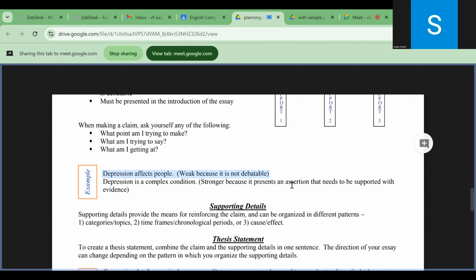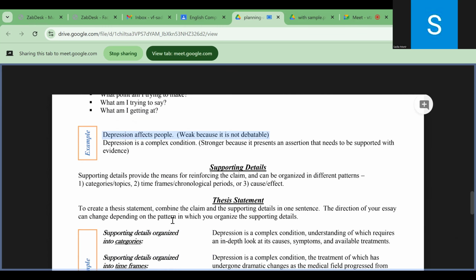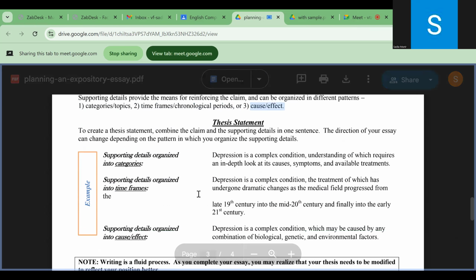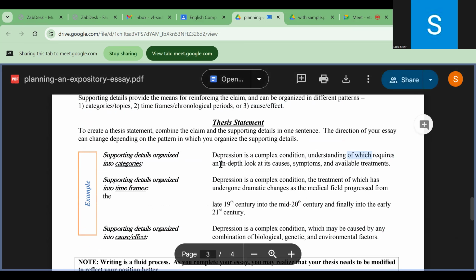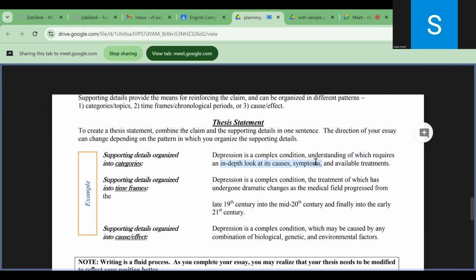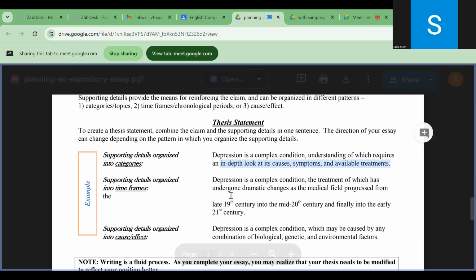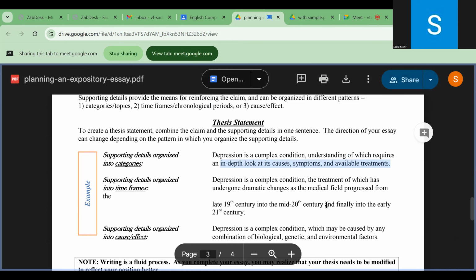So the supporting details could be arranged in many ways. First is categorization. Second is time frames or chronological order. And the third is cause and effect. अब देखिए इसी टॉपिक को उन्होंने तीन तरह से अरेंज किया है. Look at the first one, into categories. Depression is a complex condition, understanding of which requires an in-depth look at its causes, symptoms, and available treatments. So categorize कर दिया हमने कि complex condition है और इसकी understanding के लिए तीनों की requirement है.